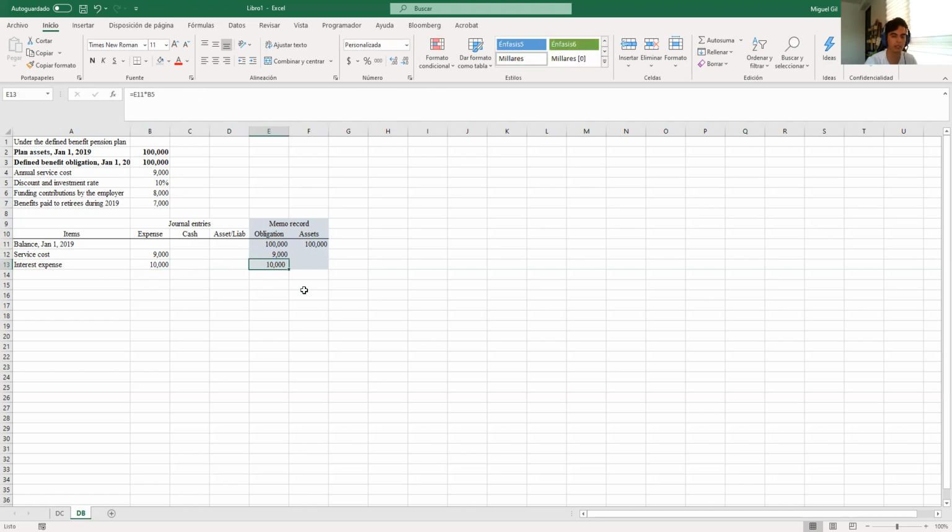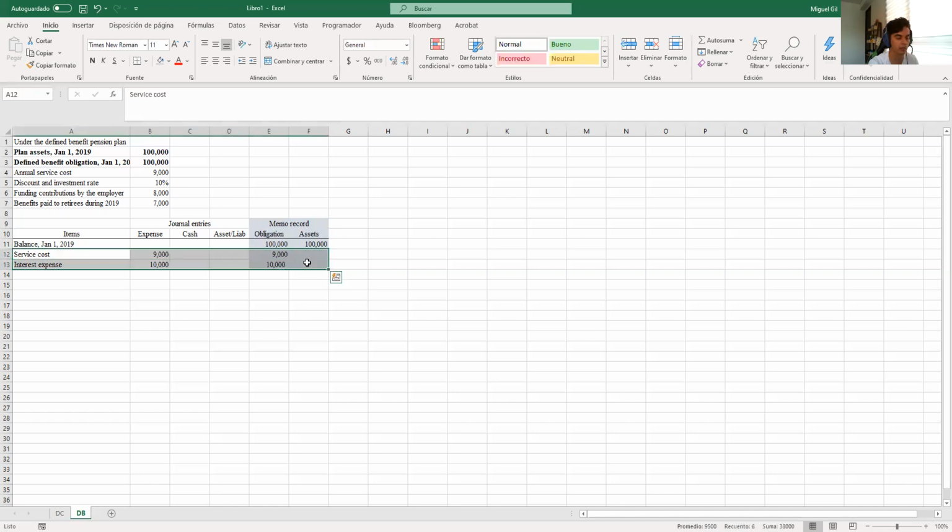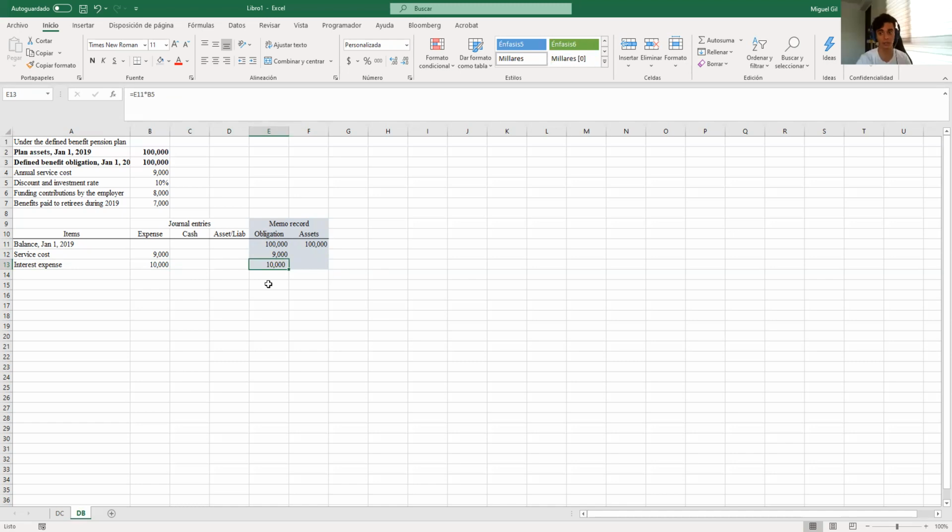So this reflects that over 1 year, from January until December, because what we are doing in here is the annual adjustments, the annual journal entries. So what I am doing in here is recognizing that by the end of the year, my obligation has grown 10% and it is in here and in here, okay? So far, so good. I hope that you are getting it.